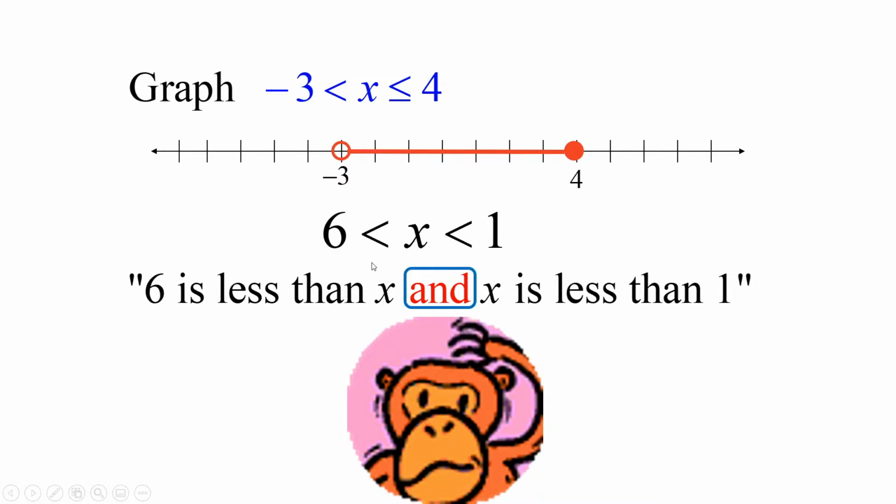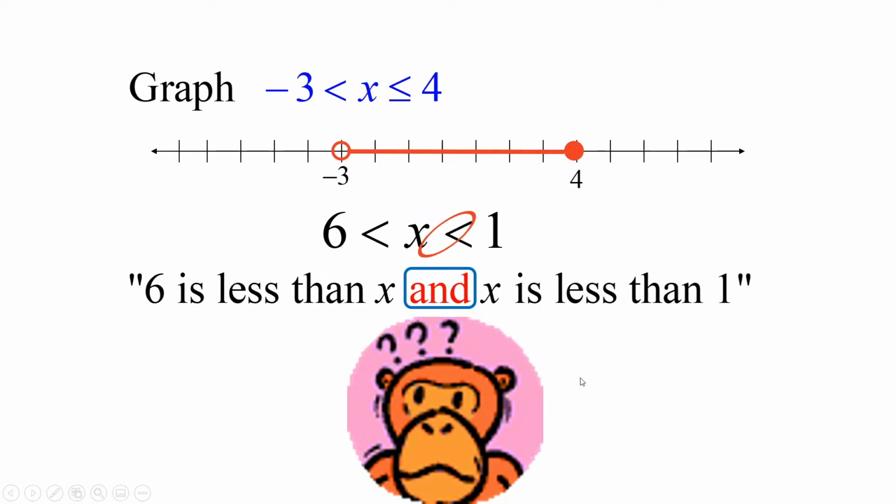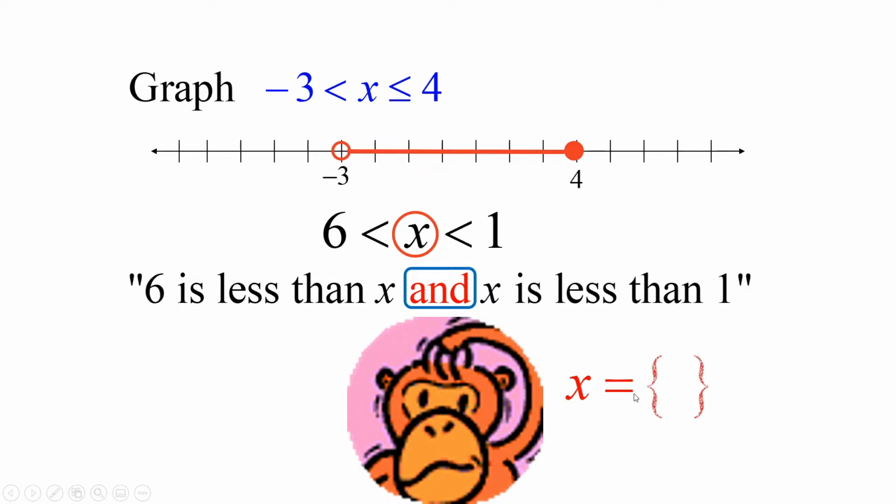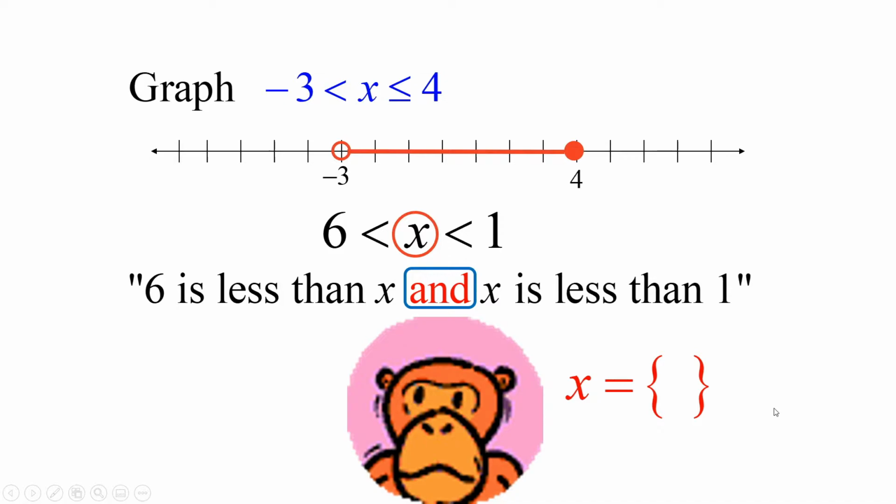And by the way, if you ever write a double inequality like this that does not make any sense, all right, you're probably going to lose a few points, all right? So anyway, if you were given an inequality like this, you would be like this monkey right here going, that makes no sense. So I'm going to say x is the empty set. There are no solutions because that inequality makes no sense. There is no number where 6 is less than the number and the number is less than 1. Empty set.